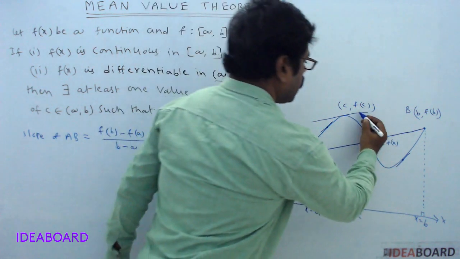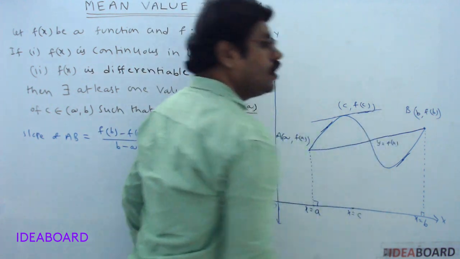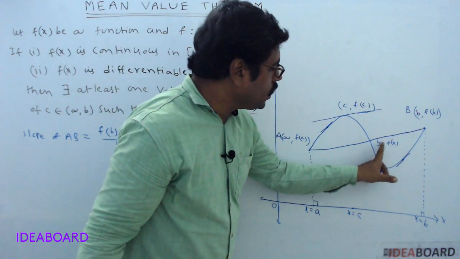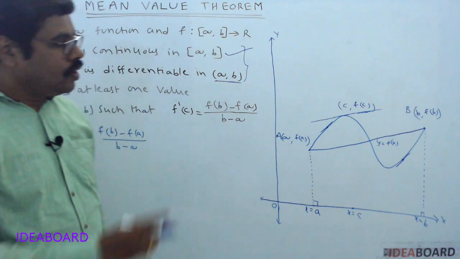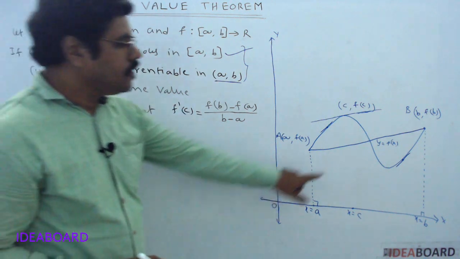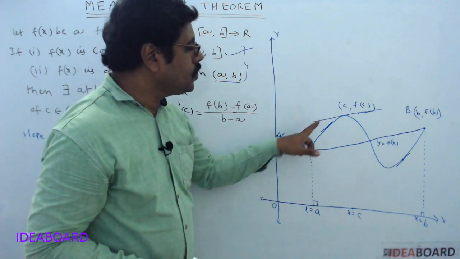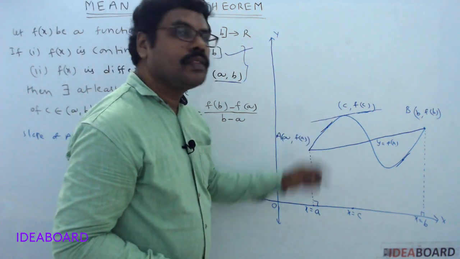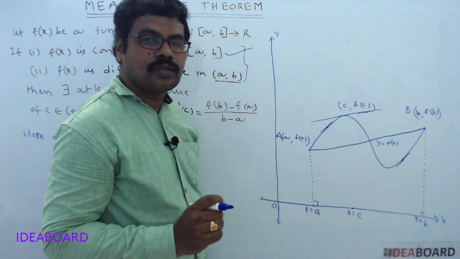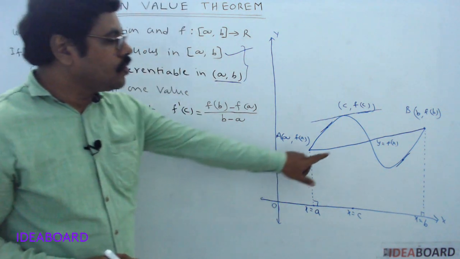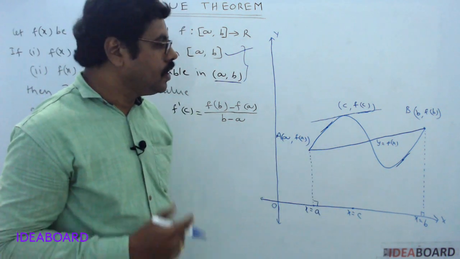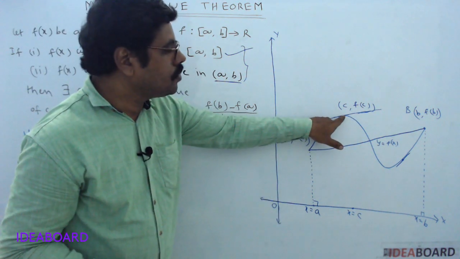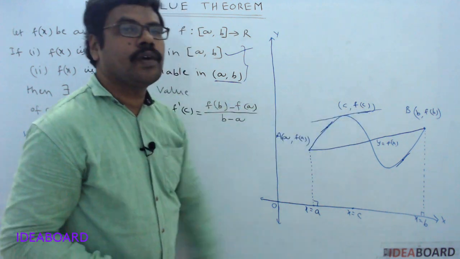Now this is the tangent line at the point c comma f of c to the curve y equals f of x. By observing the diagram, AB is parallel to this tangent line. If two lines are parallel, then corresponding slopes are equal. Already you have found the slope of AB. Next you have to find the slope of this tangent line at the point c comma f of c.